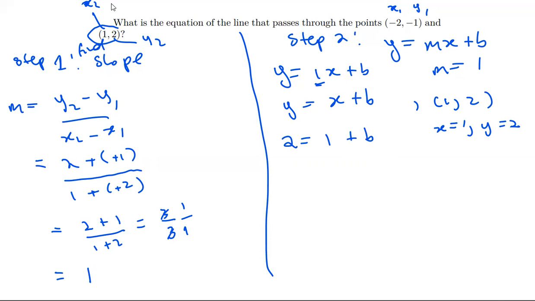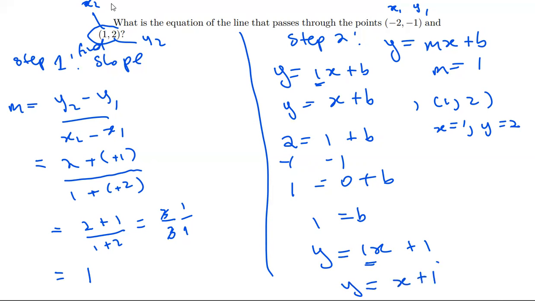So if we sub in the values for y and x, we get that 2 is equal to 1 plus b. And to isolate the b, we can just subtract 1 on both sides. And we get that 2 minus 1 is just 1, and 1 minus 1 is 0, plus b. So b is equal to 1. So this tells us that the equation for the line that goes through those 2 points is y is equal to 1x plus 1. And we can just drop this 1 here and have that y is equal to x plus 1 if you want to be neat.